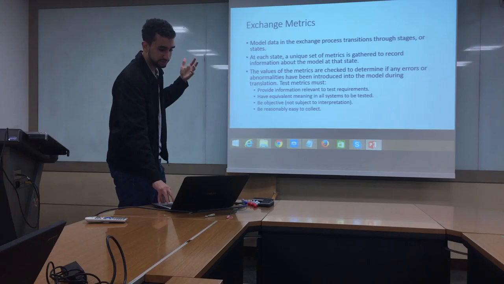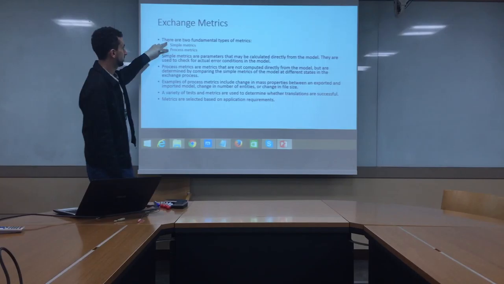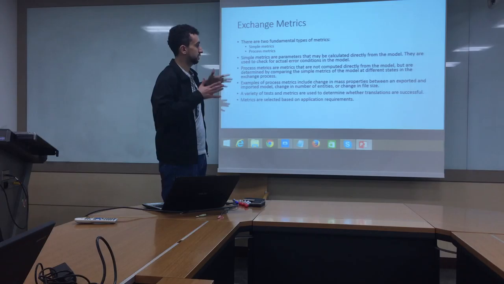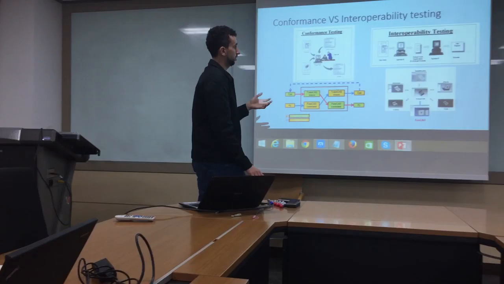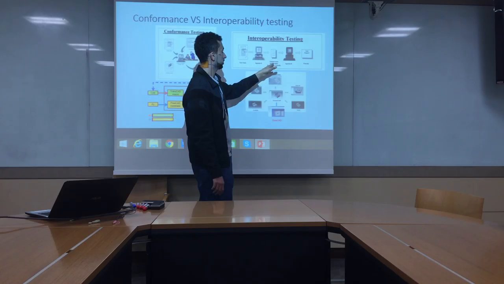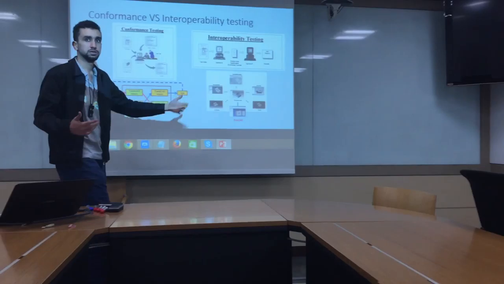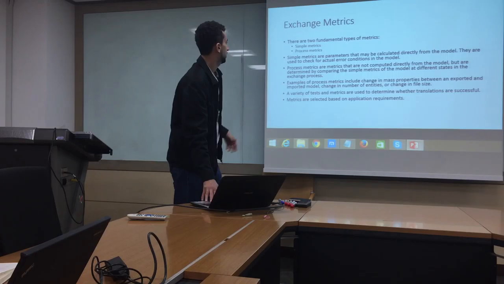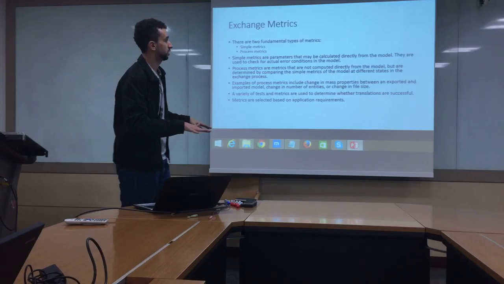There are two fundamental types of metrics. One is simple, the other is process. Simple metrics are based on distance. You take the model, for example here, and you take a metric like the surface area or the mass or the center of mass. This would be a simple metric. It's at a certain point. A process metric is comparing two simple metrics. We have a simple metric here, and then we're comparing the two. So that's a process metric. Process metrics are metrics that are not computed directly from the model, but are determined by comparing some simple metrics of the model in different states. So we have different states and we're comparing the metrics.